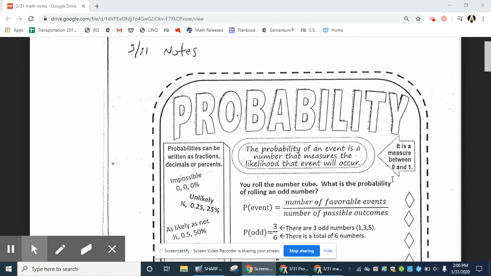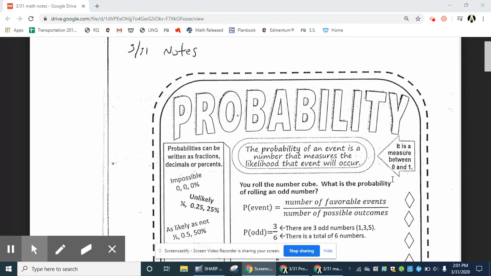Okay, probability is a way to measure the likelihood of an event occurring. An event could be flipping a coin, rolling a dice, or the chances that a football team, basketball team, or baseball team is going to win. Those are what's called events or favorable events.